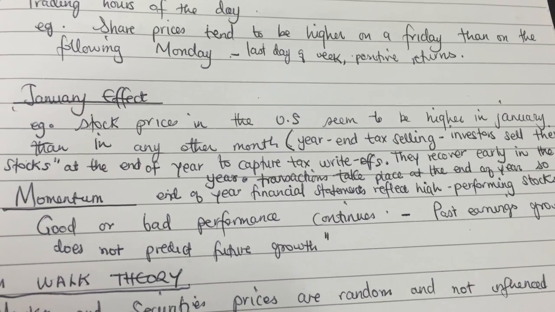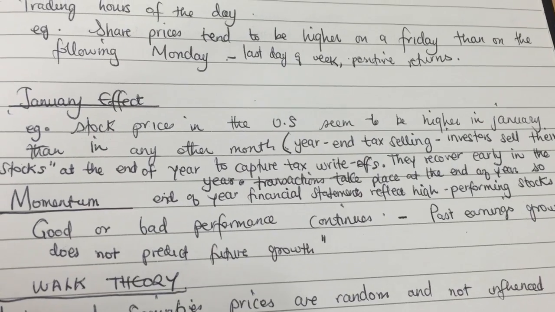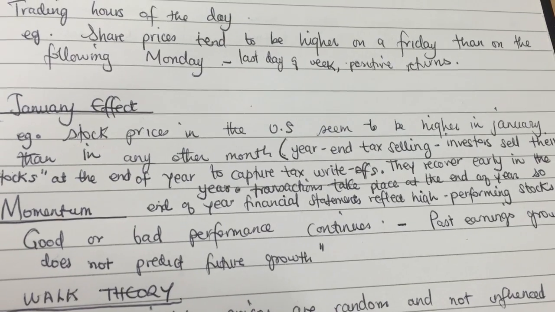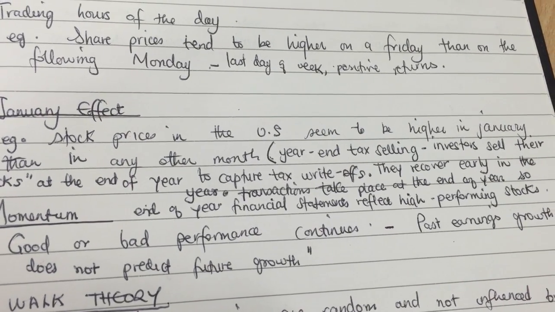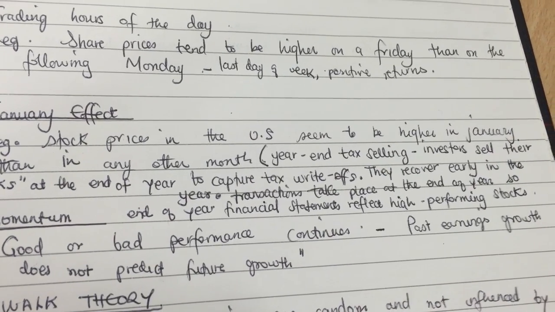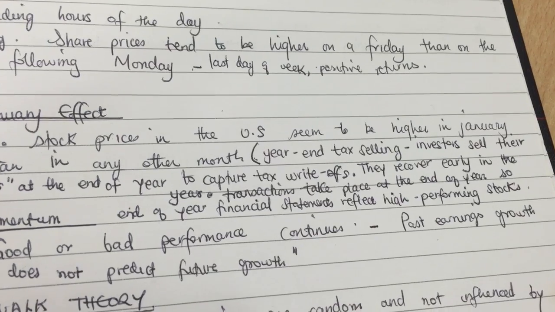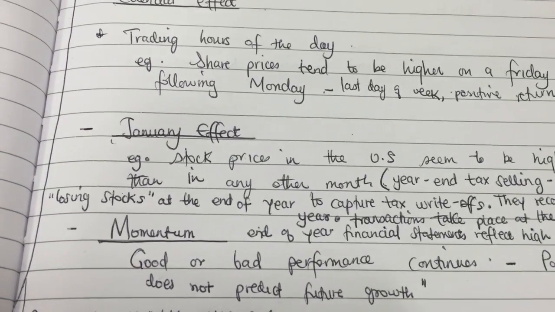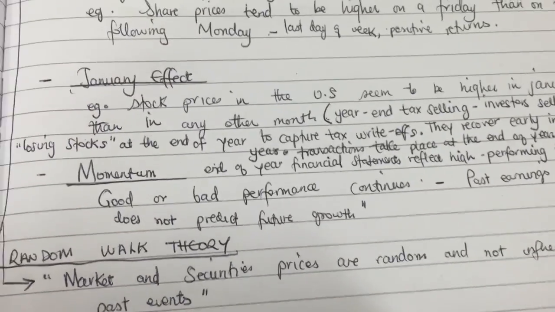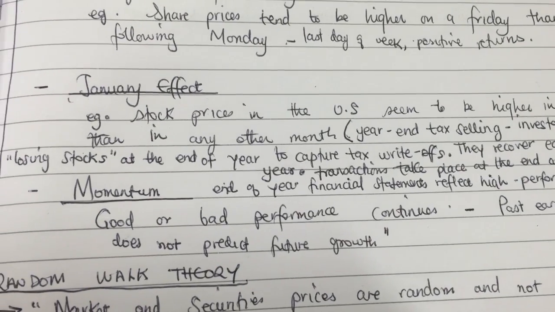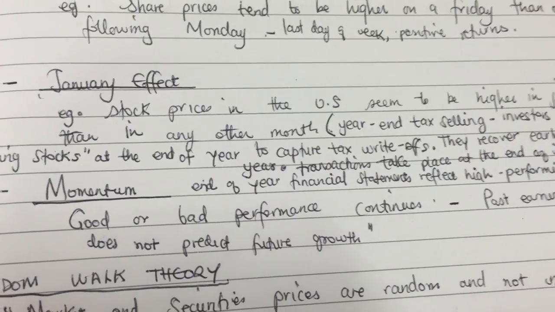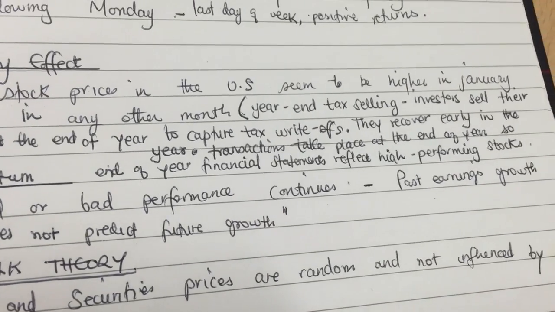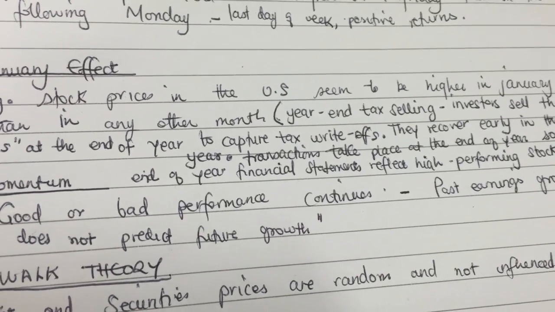So the reason why stock prices are higher in January is because the companies sell off all their losing shares in December. Then they keep all their higher performing stocks to begin the year so that it shows good performance for their clients. So that's the explanation for that. And the last example is called the momentum effect. And for that one, it basically states that the good or bad performance of a company will continue.